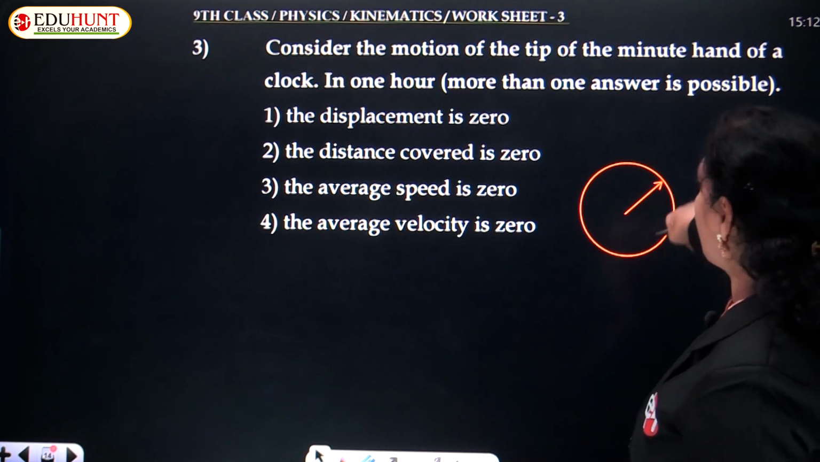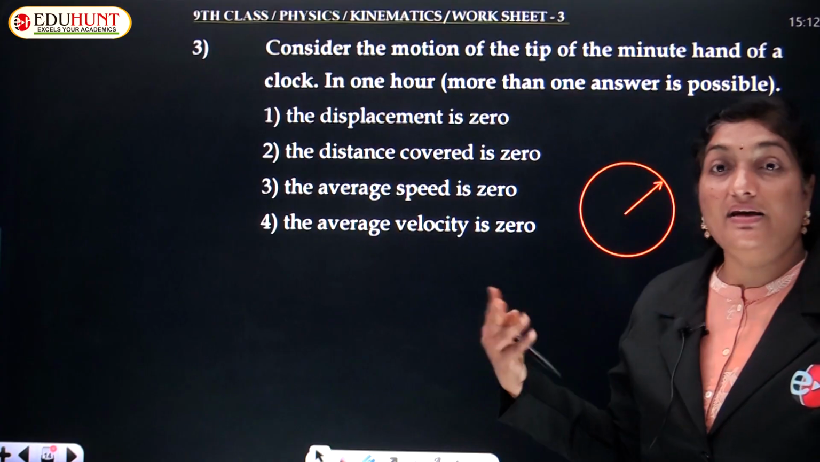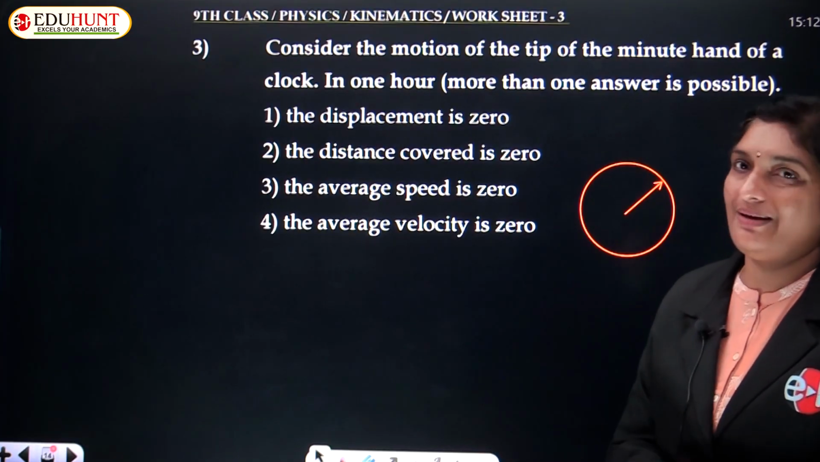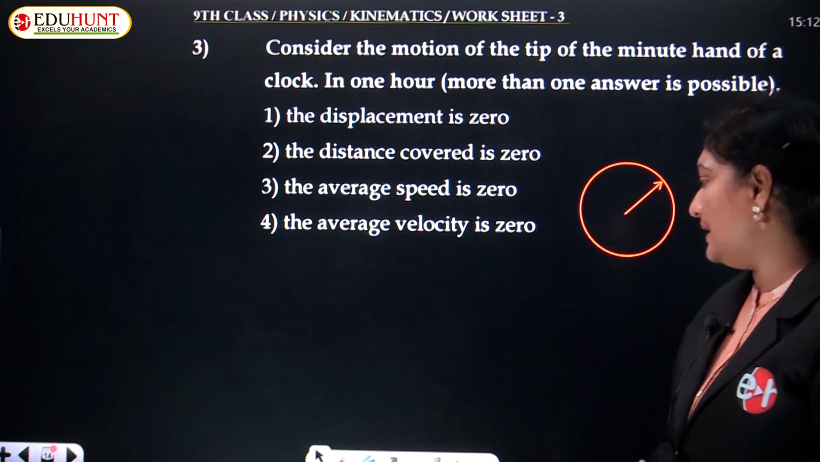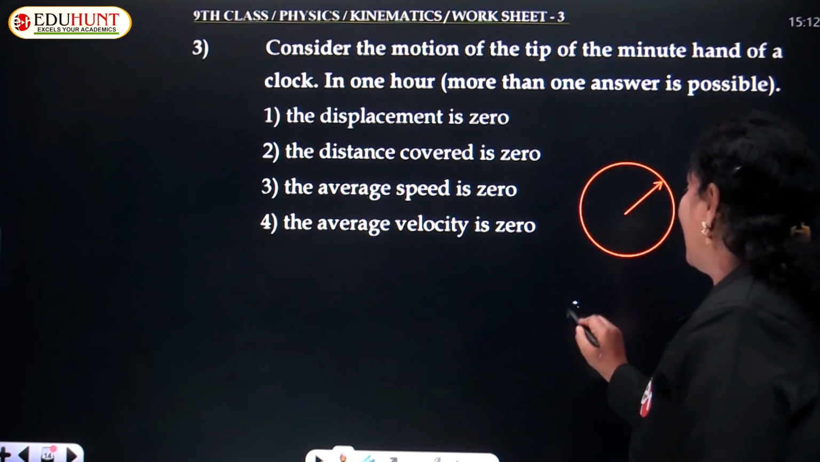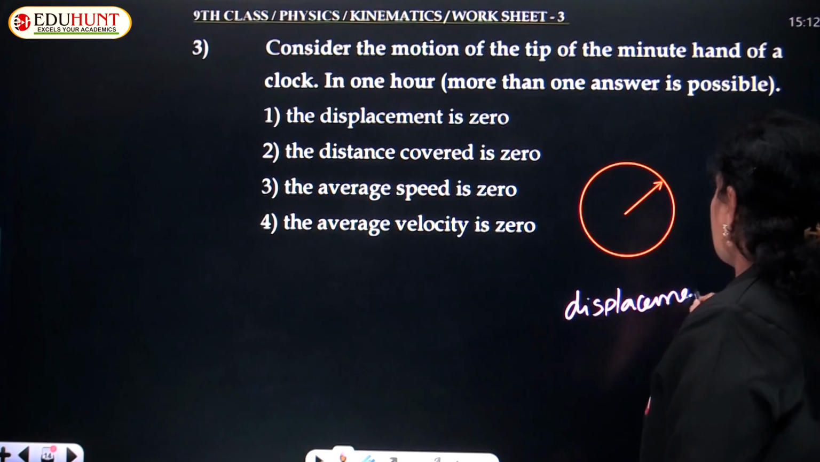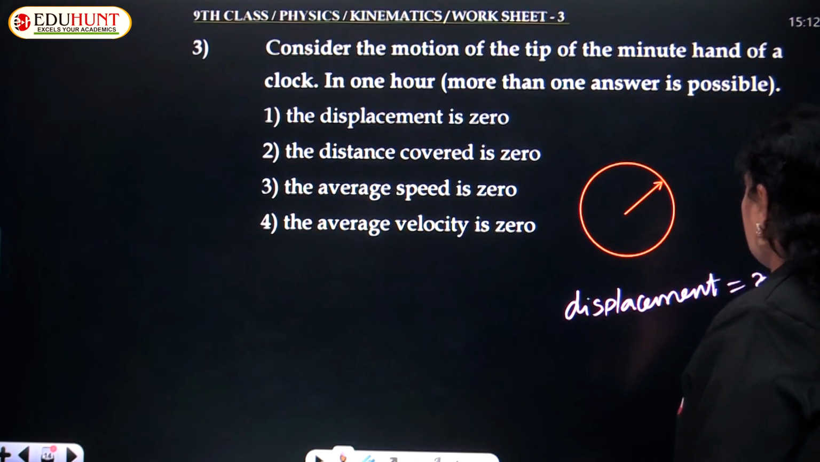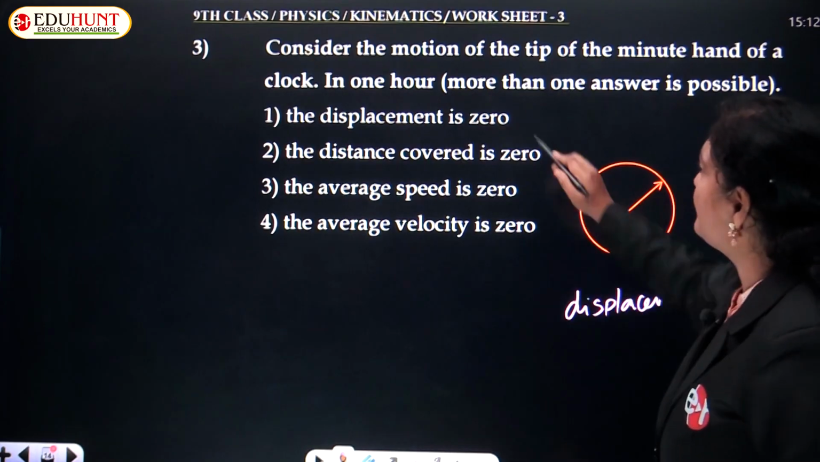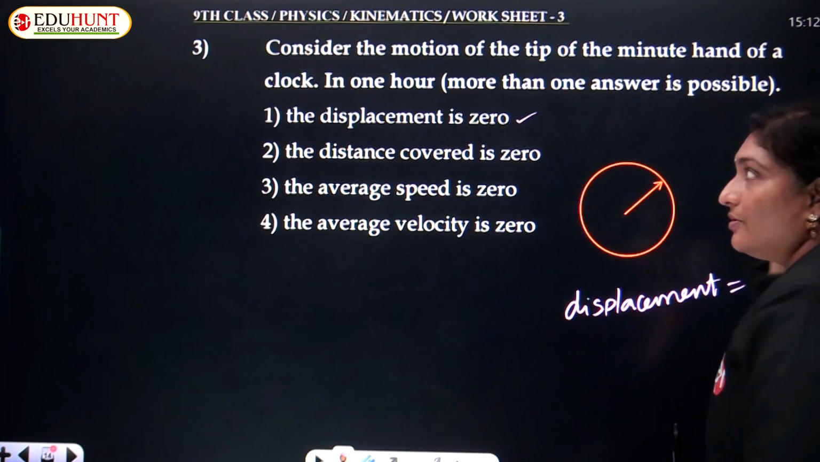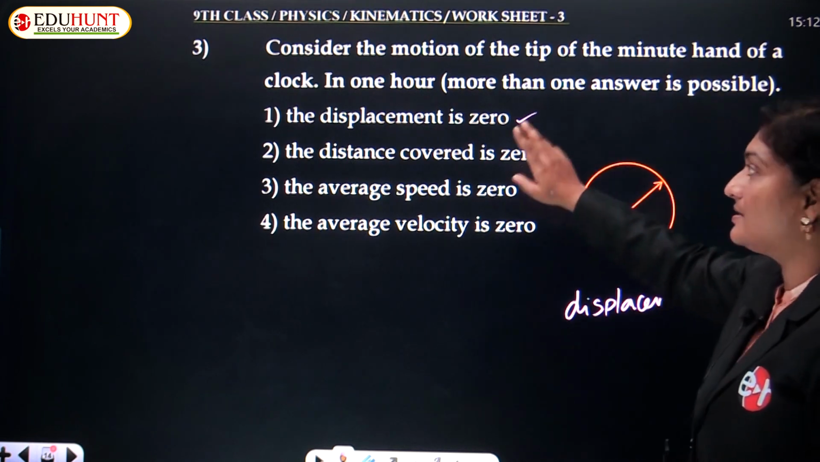Whenever it makes a complete circle, the final position is equal to the initial position. When the initial position and final position are the same, the displacement is 0. So this clearly indicates that displacement is 0, but distance is 2 pi r. The displacement is 0, yes, of course. But here in the bracket it was given that more than one answer is possible. Of course, the first is true.